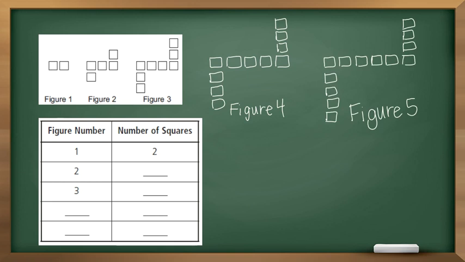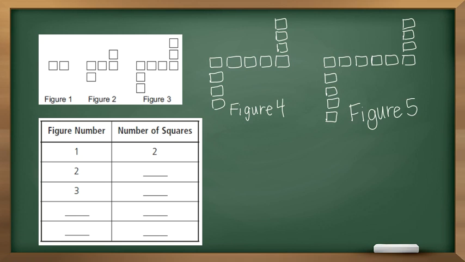And then we've got a chart here that's just organized by figure number and then how many squares are in that. So for example, in the first figure there are 2 squares. In figure 2, there are 5 squares. We can get that just by counting. So 1, 2, 3, 4, 5. And then in the third one we have 6, 7, 8. So we have 8. Each time you can just fill in the figure number and count how many squares there are.